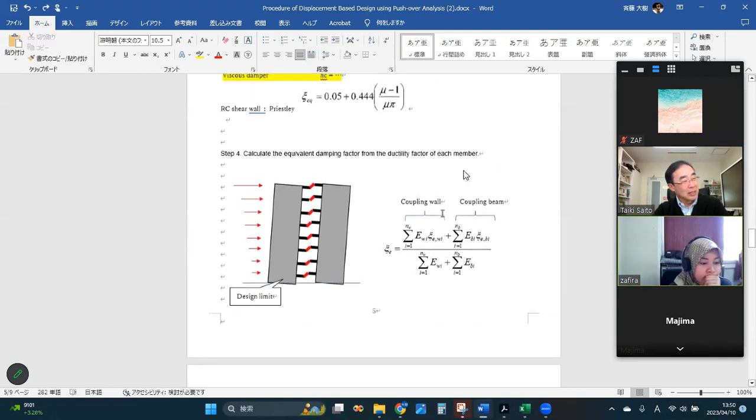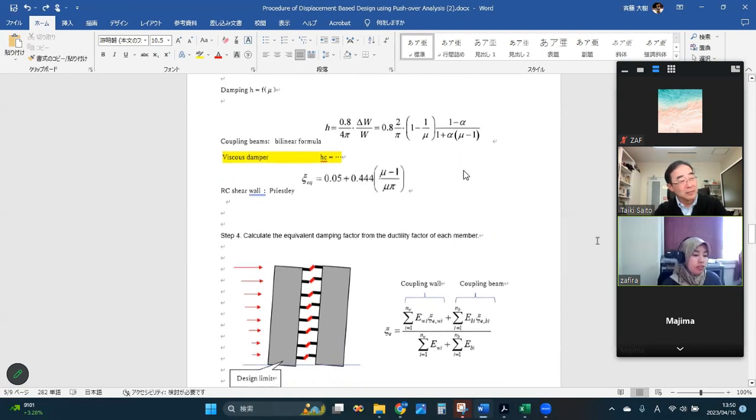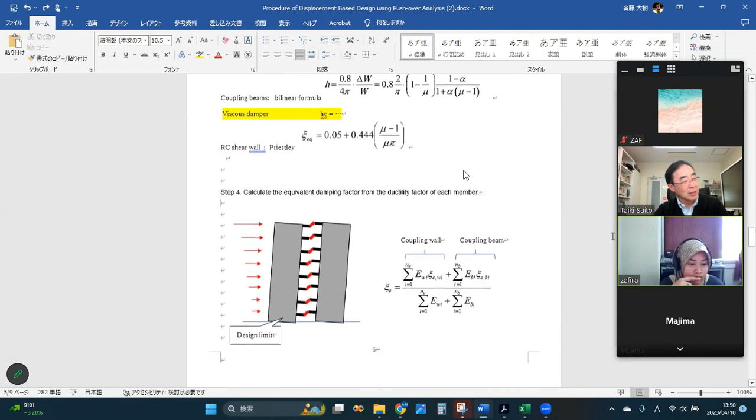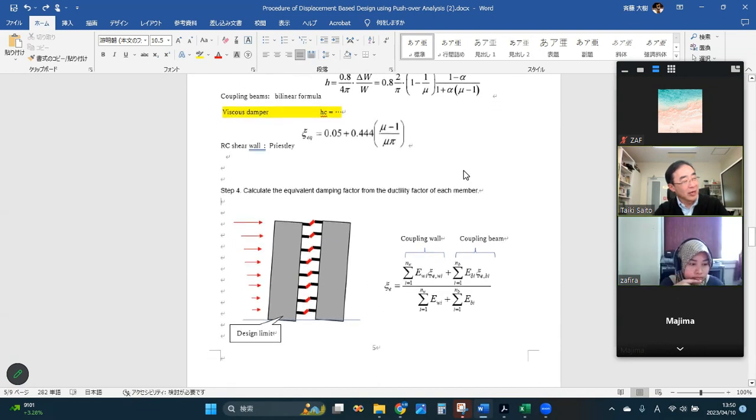Sensei, I have one question. If we use a visco damper, do we put the damper in the middle, or should it be in diagonal directions? Do you mean the viscous damper or the viscoelastic damper? Okay, viscoelastic damper.